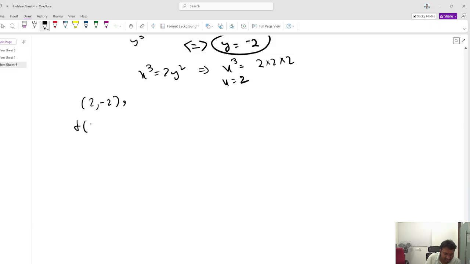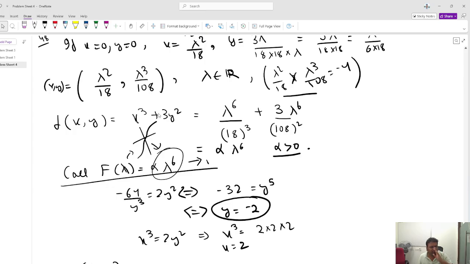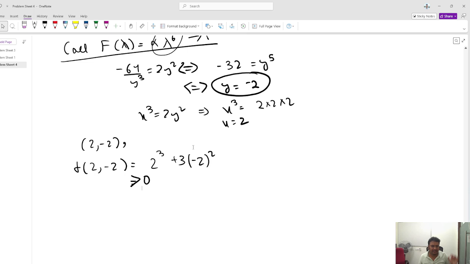So the value of function at this point is, I think, 2 cube plus 3 into minus 2 square. So this is something bigger than 0. But you have seen there are possible lambdas where I haven't computed that particular lambda, but where the function can go down to infinity. So what you will get, this 2 comma minus 2 is a point of maximum, right? That's all you have to do.